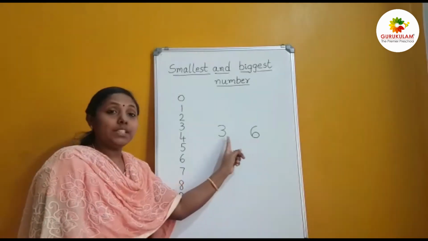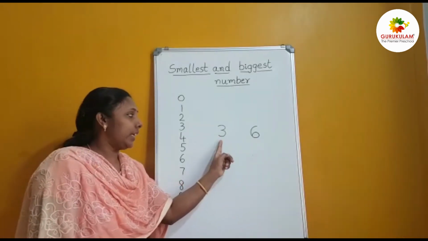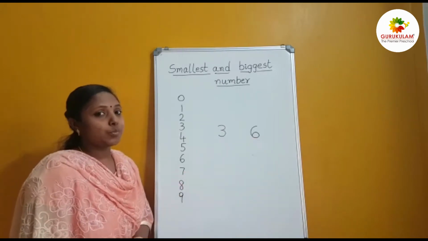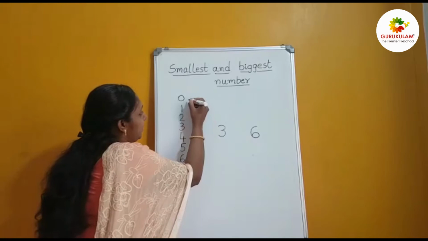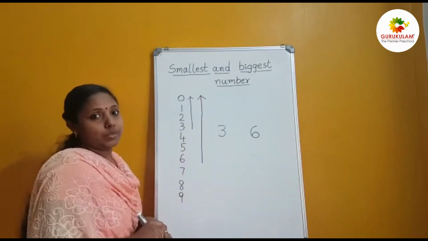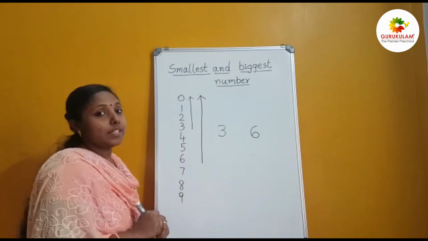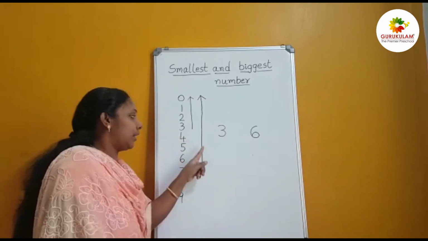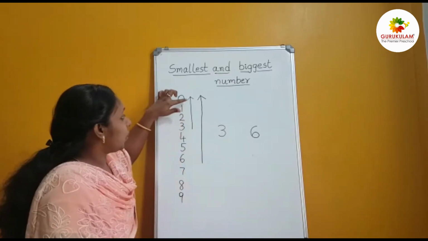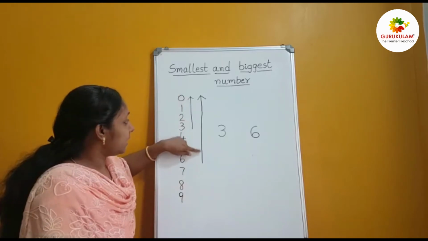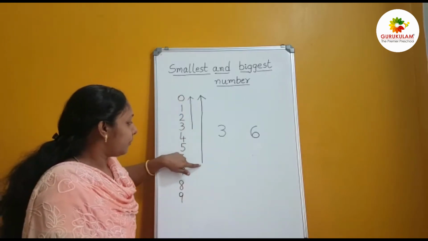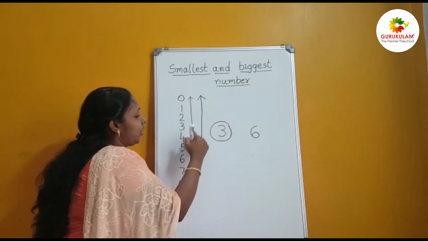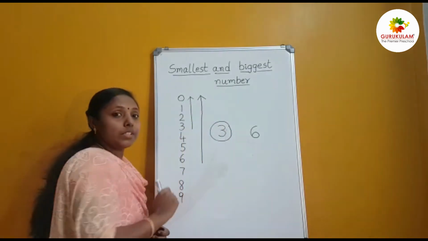We are comparing these two numbers, 3 and 6. Now we have to find out which is the smaller number. Let's see here. The number which is closer to 0 is known as the smaller number. Now 3 and 6. If we see here, 3 is closer to 0, 6 is far away from 0. 3 is the smaller number because 3 is closer to 0.